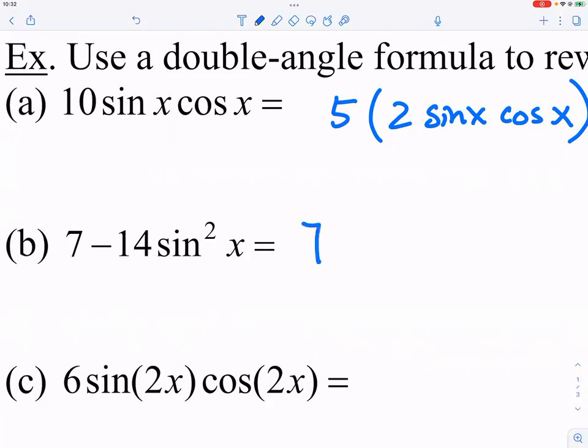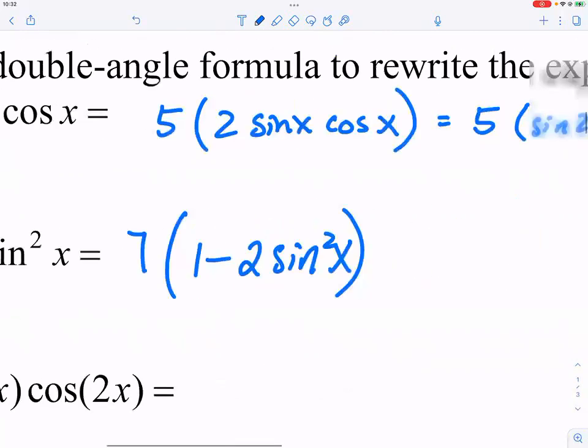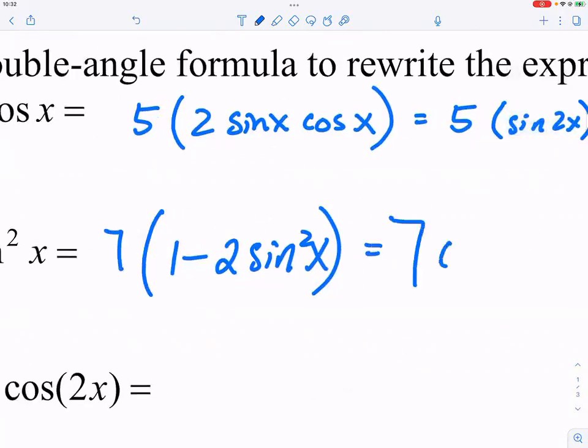Yeah, no, so we can factor out 7. Oh yeah, you can see the 7 and 14. Let's go ahead and factor out 7. Hey, can you see something? That is cosine of 2x. Okay. All right.